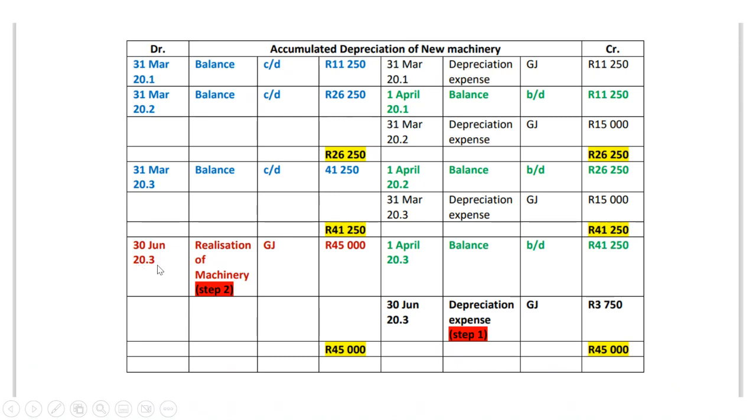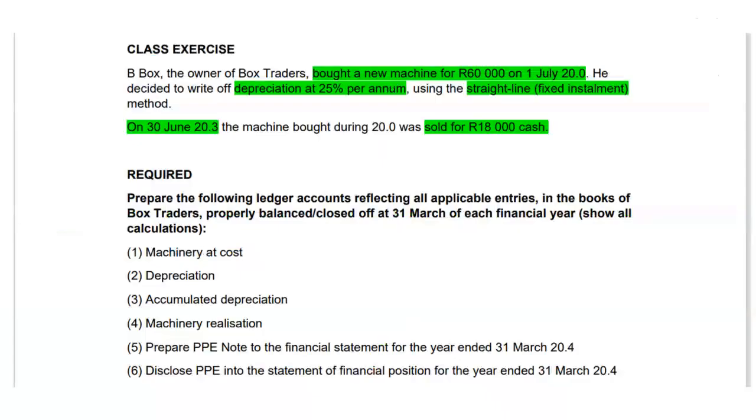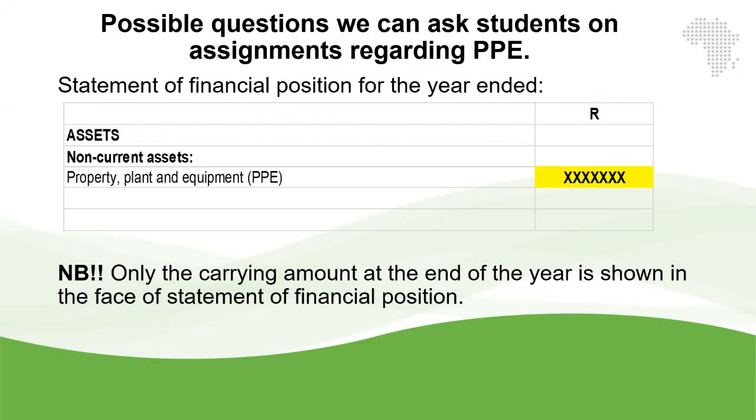So it simply tells you now that since you no longer have a balance carried down, this machinery's accumulated depreciation has been removed from the books. It has been removed from the books. And so we've dealt with step number 1, we've dealt with step number 2. Now we need to move to step number 3. Let me just go back to step 3 so that we know.